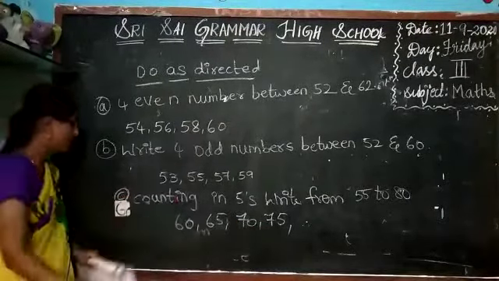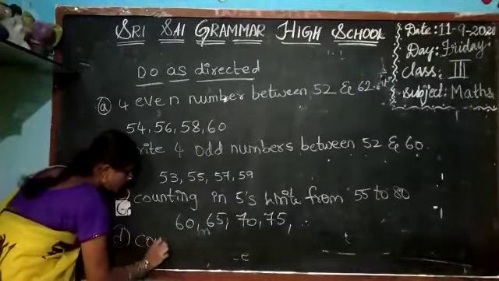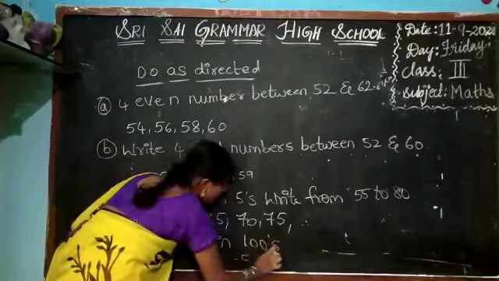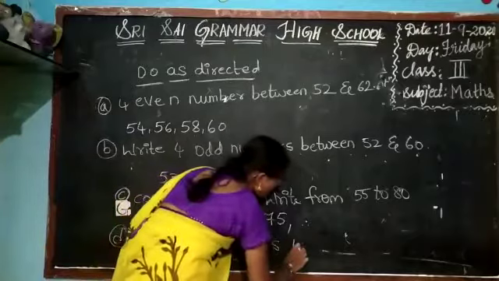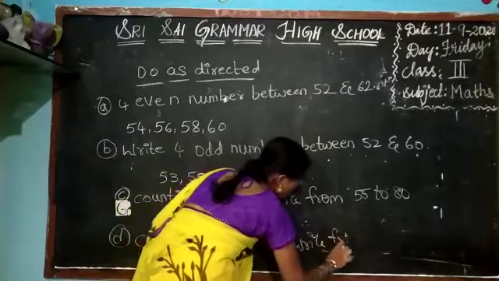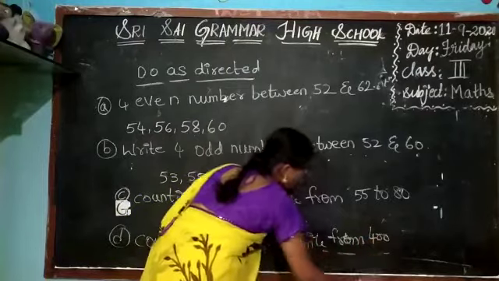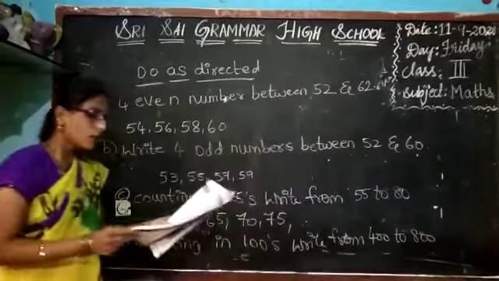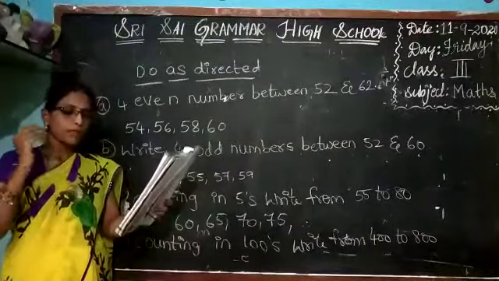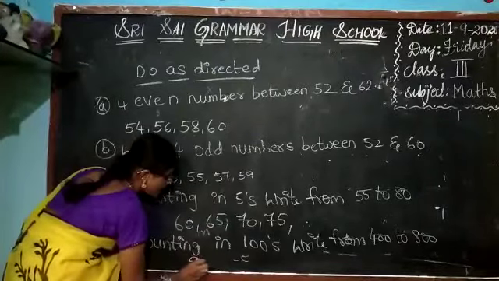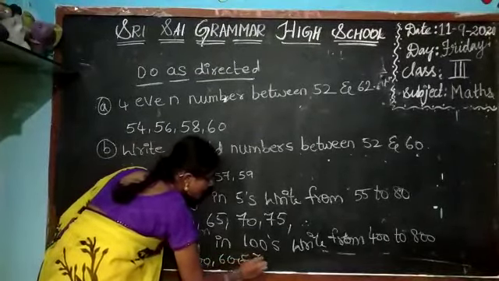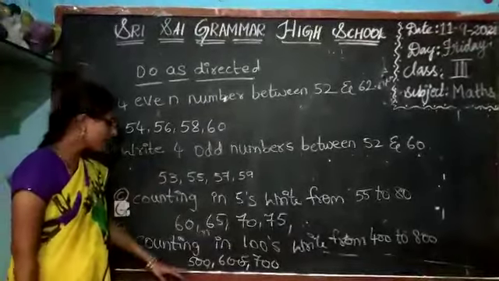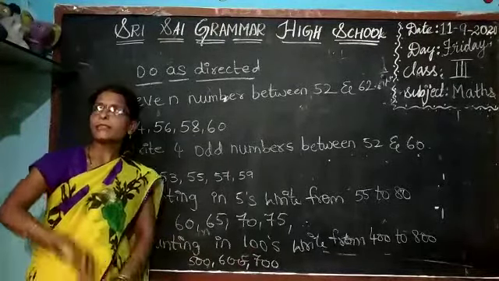Next, coming to the fourth one, counting in hundreds. What are they asking, children? Counting in hundreds, right from 400 to 800. What is the next hundred number after 400? 500. Next, 600. Next, 700. Next, we will get 800. They are asking only between 400 and 800, so we will get 500, 600, and 700.